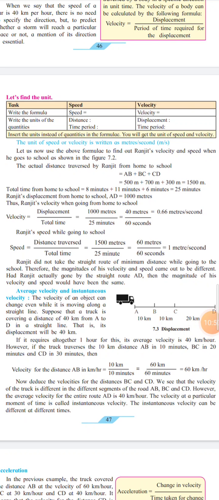Students, here I'm explaining instantaneous velocity again. Here you have to consider just the A to B distance. A to B distance is 10 kilometers and time is 10 minutes. So 10 kilometers upon 10 minutes. You have to multiply it by 6. 10 kilometers into 6 is equal to 60 kilometers. 10 minutes into 6 is equal to 60 minutes. So if you divide these two values, the answer will come 60 kilometers per hour. So this is the instantaneous velocity of AB.